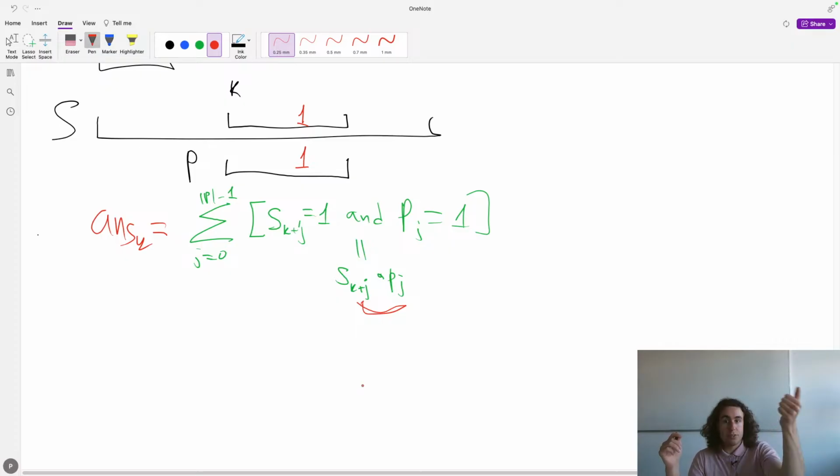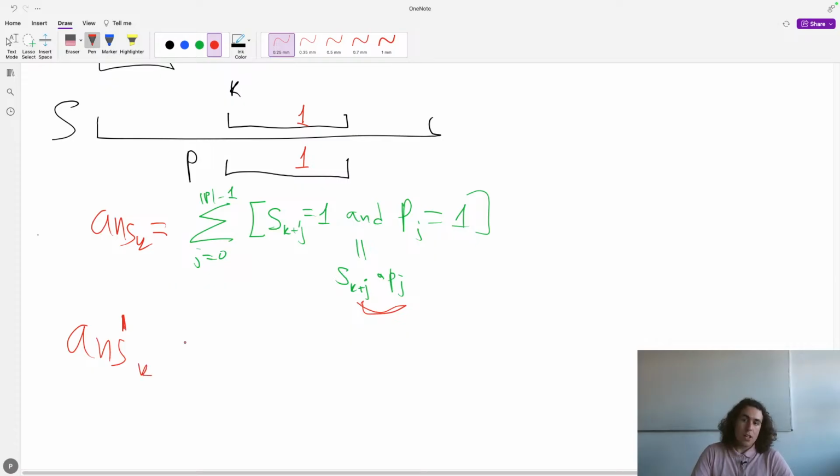We can switch zeros and ones and run this thing again, and we're going to get ans prime k, which is going to be the number of zeros that match zeros. And if we add them up, and if this value is equal to the length of the pattern, it means that every character matches. So for every character, it's either 0, 0 or 1, 1.